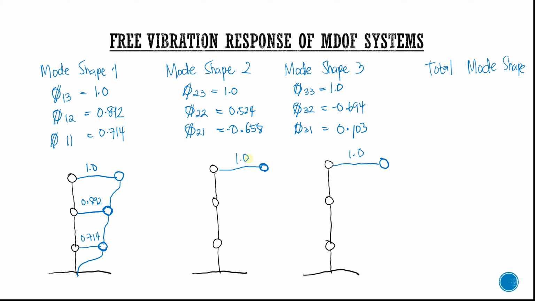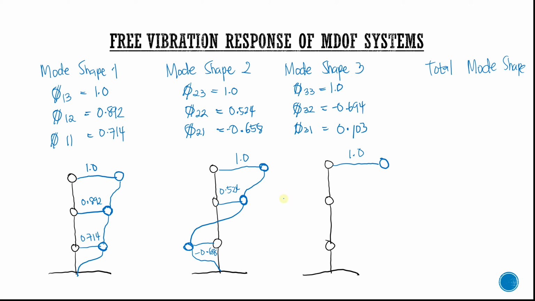The mode shape 2, so for the second floor, we have 0.524. So that is around this part. And then the mode shape 2 for the first floor should be on the left. That is negative 0.658. This is 0.524, and then this is negative 0.658. Now we just connect them, the columns. So this is the second mode shape of the three-story building.